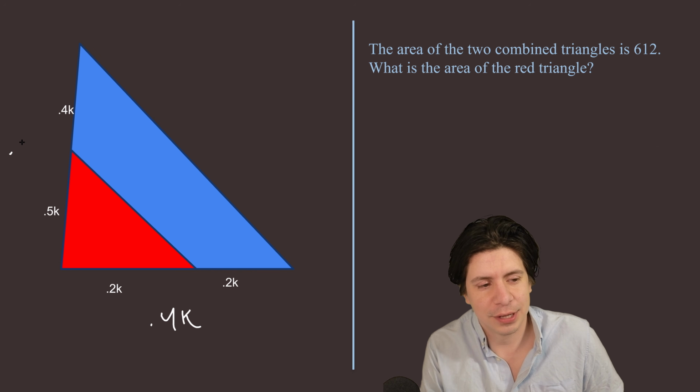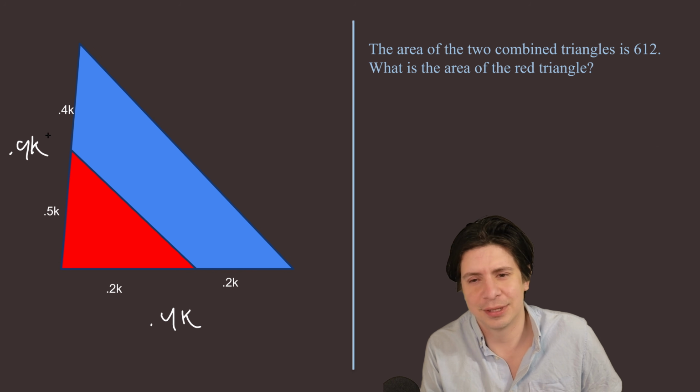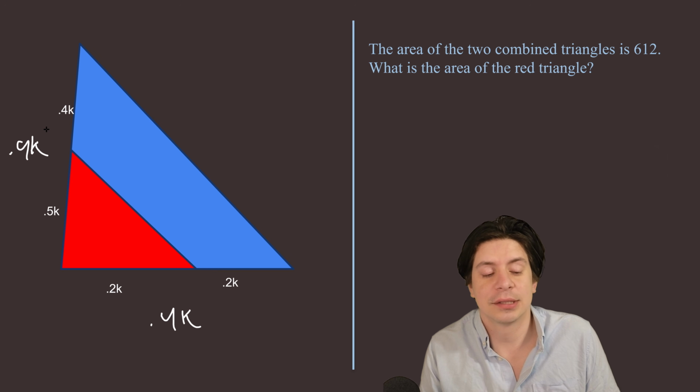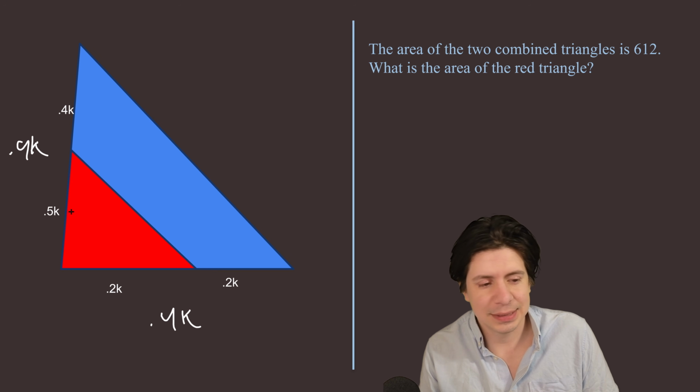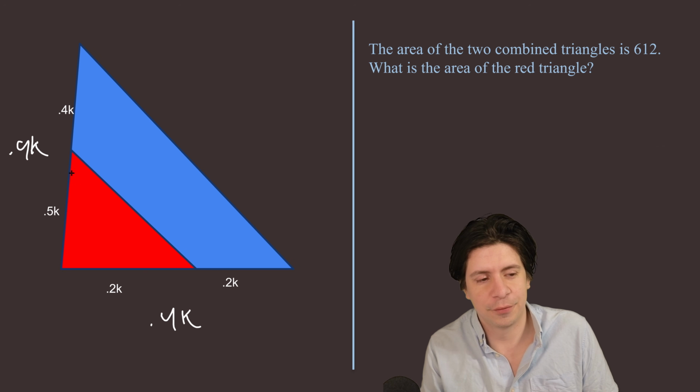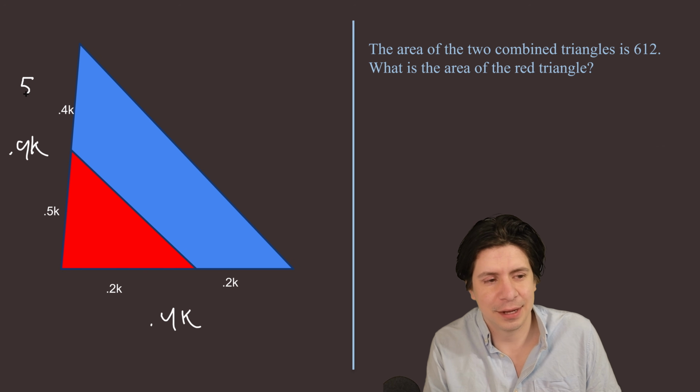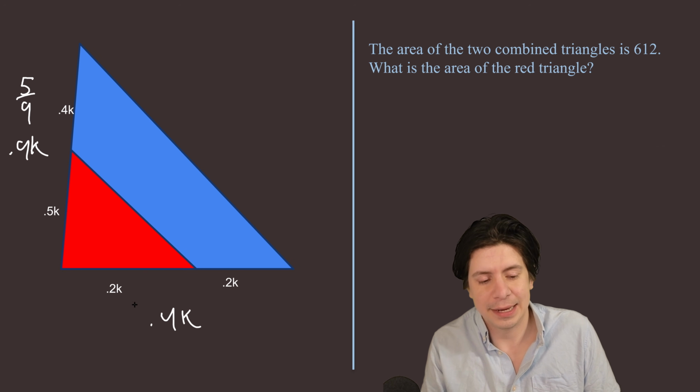Here the whole is 0.9k. People try to solve for k. Don't do that. Don't bother with that. What you want to do is think 0.5, 0.2, 0.4, 0.4. So the red is 5/9 here. And here it is going to be half.